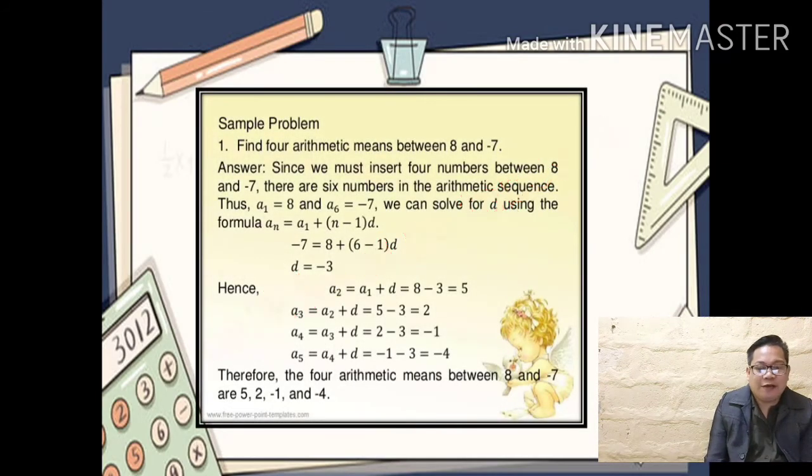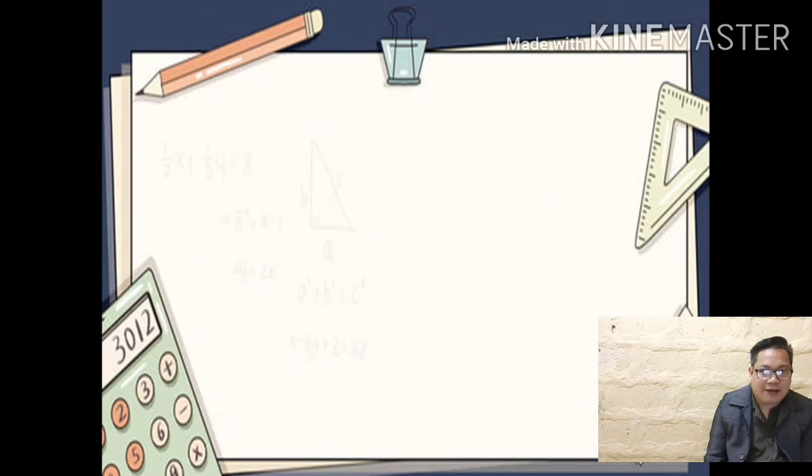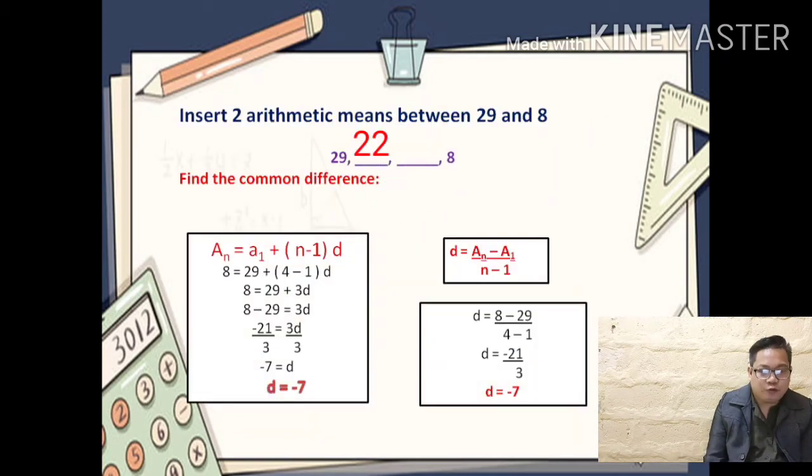So, babawas tayo ng 7 sa first term. So, 29 minus 7 equals 22. So, 22 minus 7 equals 15. Then, tama. Ang 15 minus 7 equals 8. Natama na sa ating sequence. Okay, next problem.